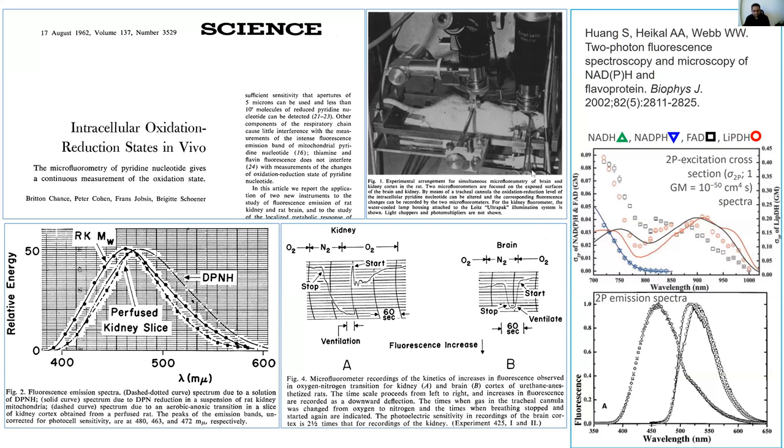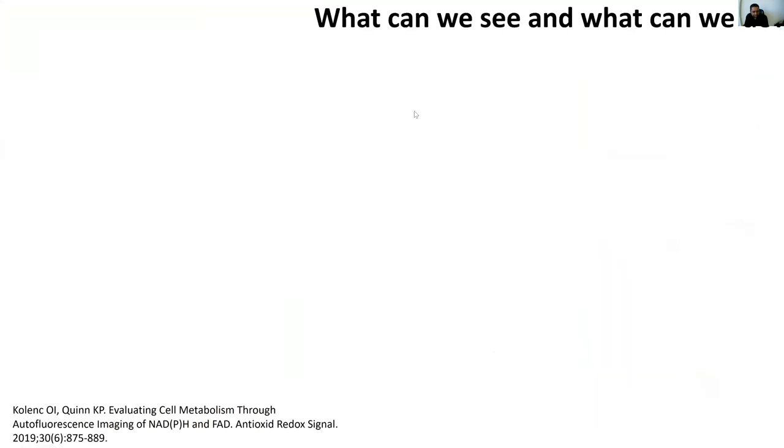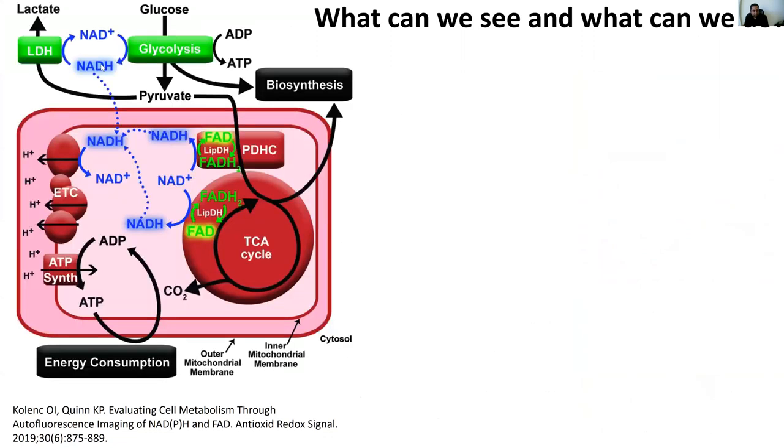And the question then became, okay, what can we see and what can we do? So a few of the figures that I took for this presentation are from this review from Kyle Quinn at the University of Arkansas. And what we can see is basically this, right? It's a very simplified diagram of metabolism. And you are looking at NADH, and at mitochondria, or cytoplasm, or outside in the nucleus.